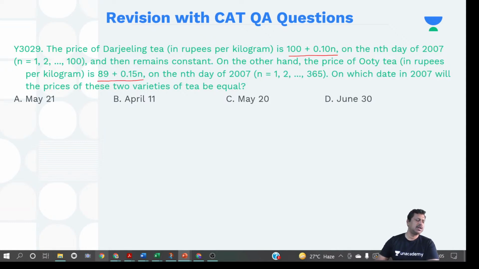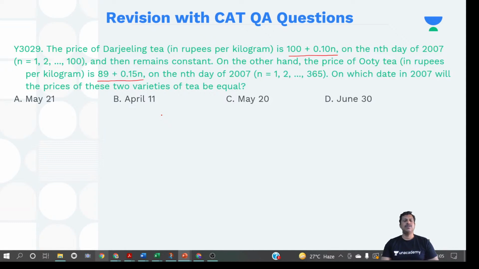Okay, so here we go. What I need to do is, till 100, I just need to check what is the value, and it should not cross this Darjeeling tea value, because after n is 100 the Darjeeling tea price remains constant. Now look at the options carefully, because I always tell you that options play a very important role.